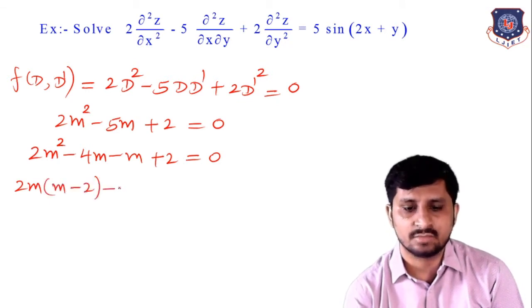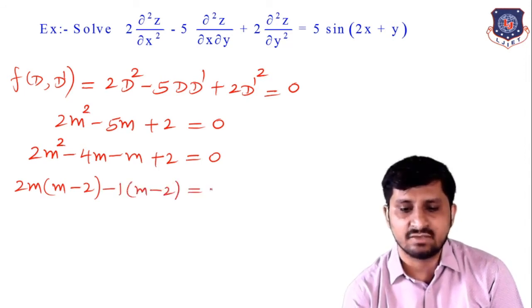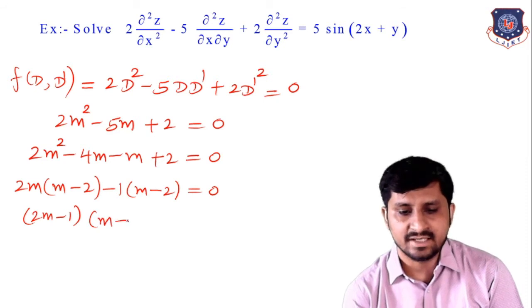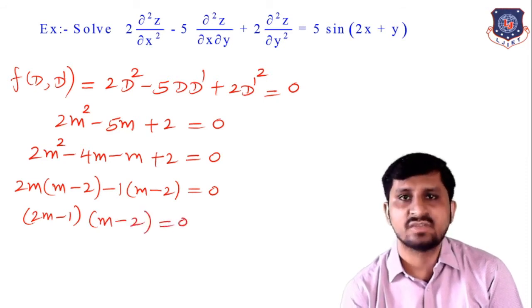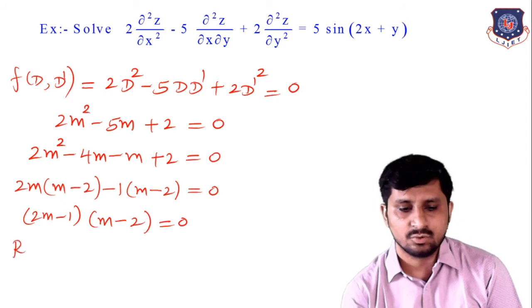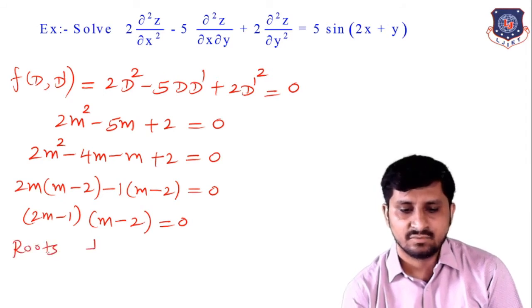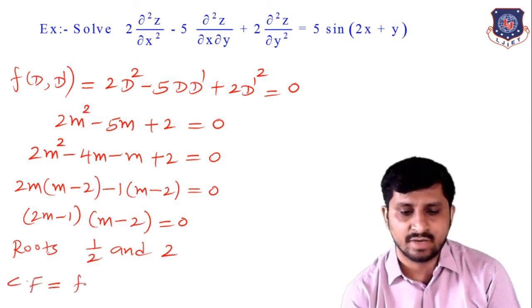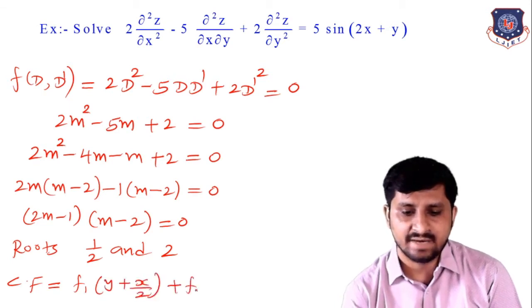From the third and fourth term, minus 1 will be common, so in bracket we have m minus 2, that is equal to 0. So that's why 2m minus 1 and m minus 2 equal to 0 are our factorization. So roots are 1 by 2 and 2. Okay, so what is my complementary function? Complementary function is equal to f1(y + x/2) + f2(y + 2x).